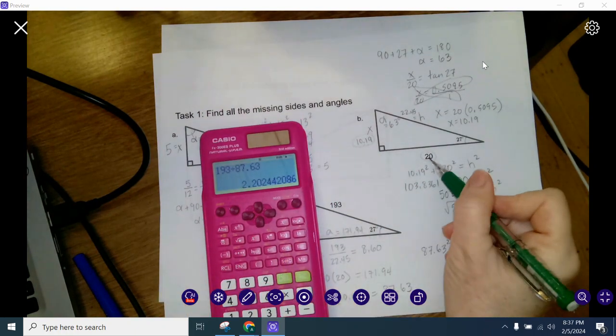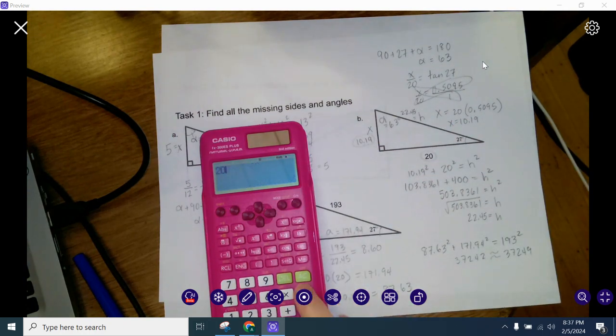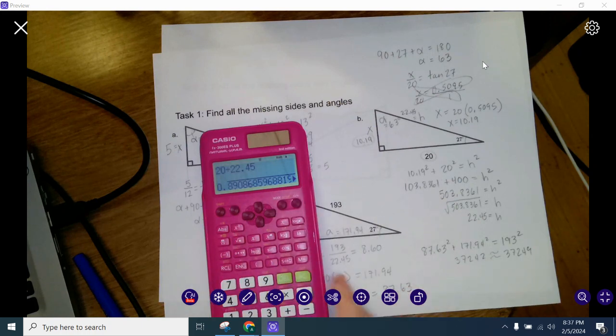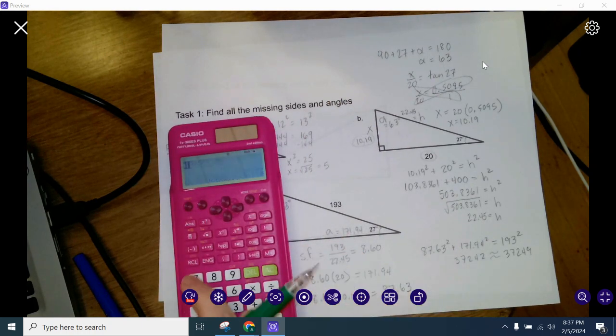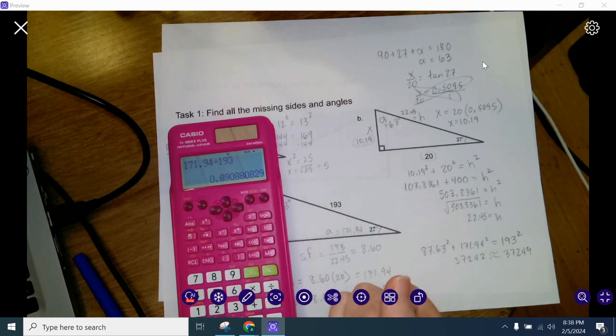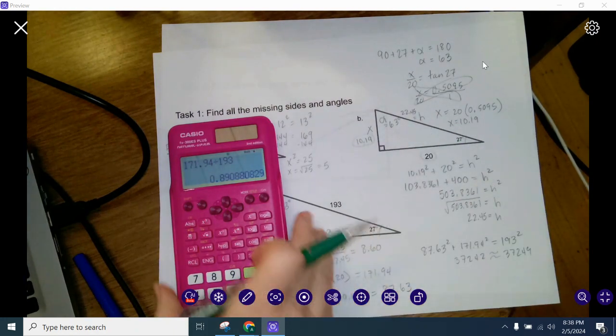So how about this time we do the adjacent side divided by the hypotenuse? What if I do 20 divided by the hypotenuse, 22.45? I get 0.89. And if I do it here, if I do 171.94 divided by 193, I get 0.89. Oh, same thing.